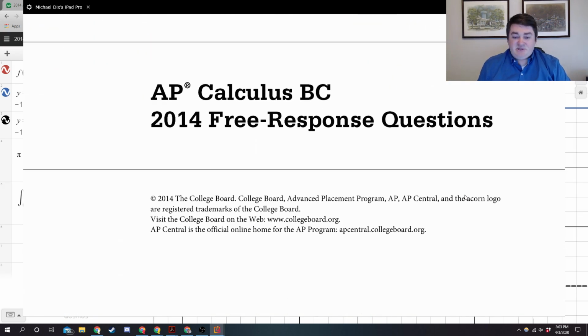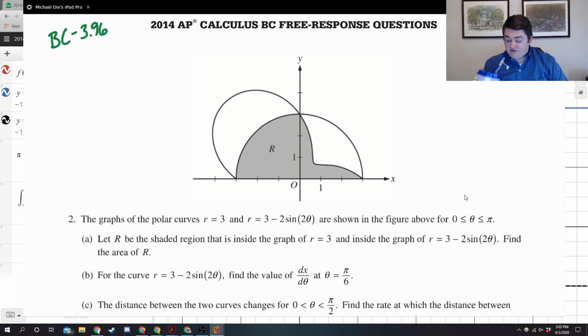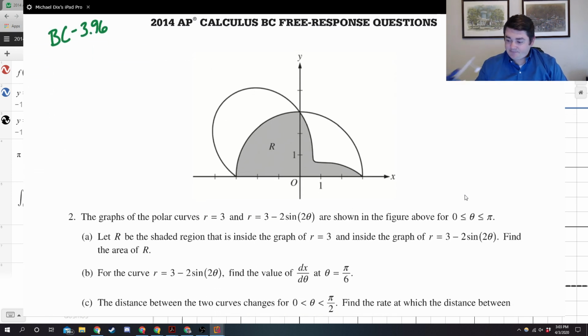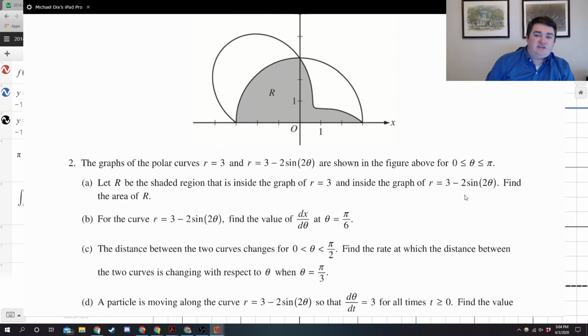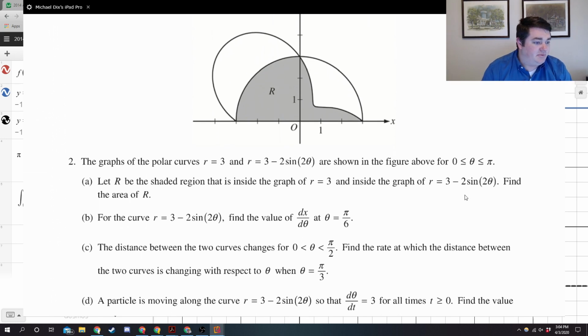Looking now at the BC specific problems, the first one that was different was number 2. The average on this was about 4 points. It was, as you can quickly see, a polar problem.